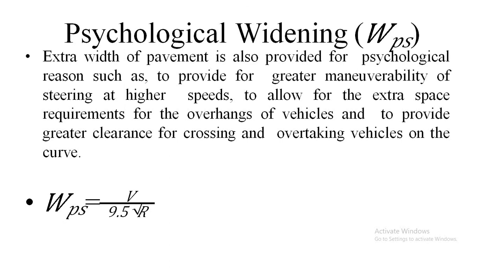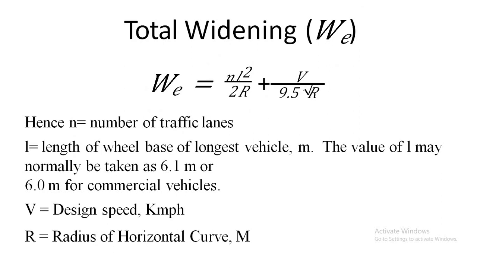So the total widening is equal to mechanical widening plus psychological widening. This is the total widening: nl square by 2R plus V by 9.5 square root of R. Here n is the number of traffic lanes, l is the length of wheelbase of the longest wheel. The value of l may normally be taken as 6.1 meter or 6 meter for commercial vehicles. V is the design speed and R is the radius of the horizontal curve.